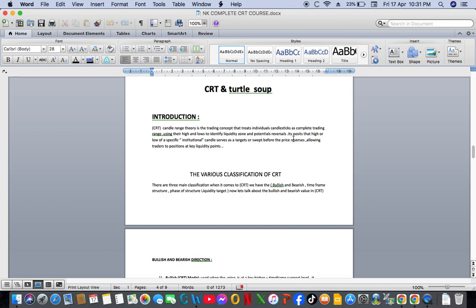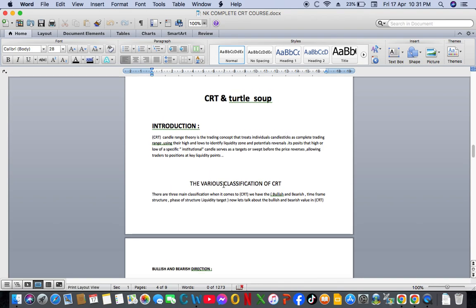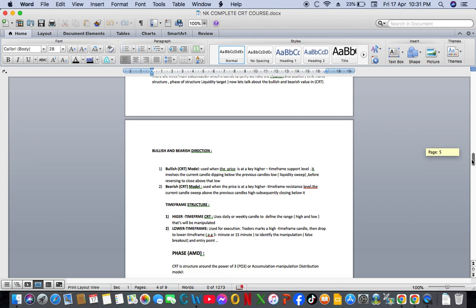It posits the highs or lows of a specific institutional candle. So now, what am I trying to say here, guys? What I'm trying to say is, with the use of the ranges, which is your highs and lows, those are liquidity areas in the market that you need to keep a good level of concentration on to understand what is going on. So now, you have the various classifications of CRT.